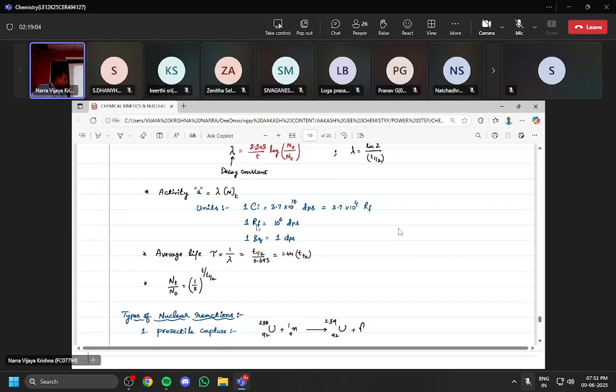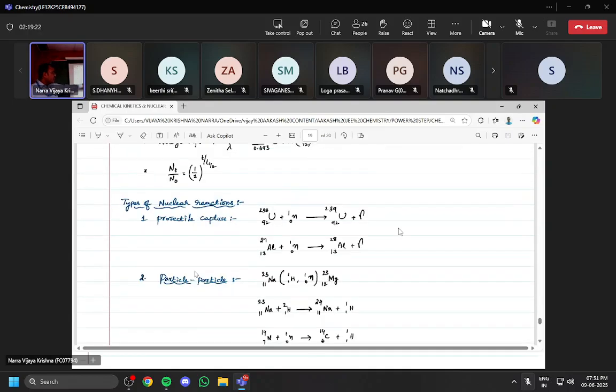Half-life, you know. One more thing is there, average life. Average life means 1 upon lambda. 1 upon lambda can be written as T half by 0.693, since T half goes to the numerator. It can be written as 1.44 times T half. This we have already seen.